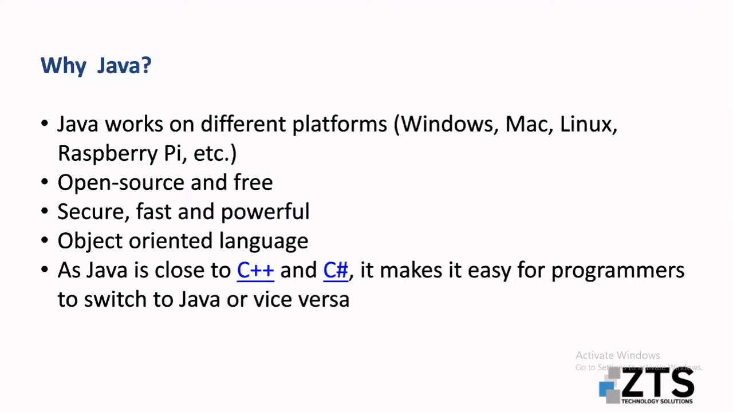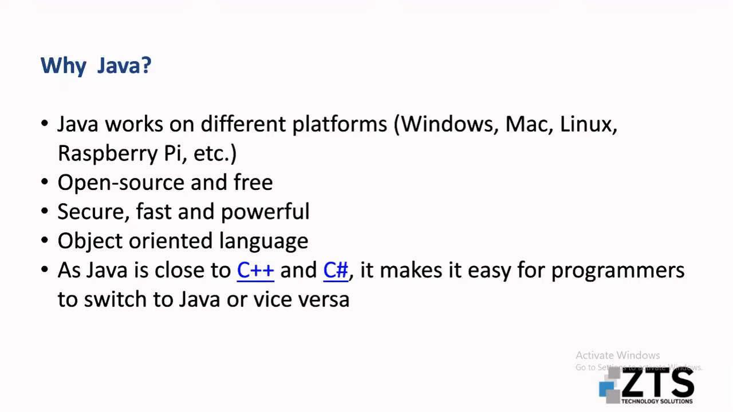Why Java? Java works on different platforms like Windows, Mac, Linux, and it is open source and free. One can easily edit and inspect the code of Java and reutilize and update it for their own self. It is a secure, fast, and powerful object-oriented language.